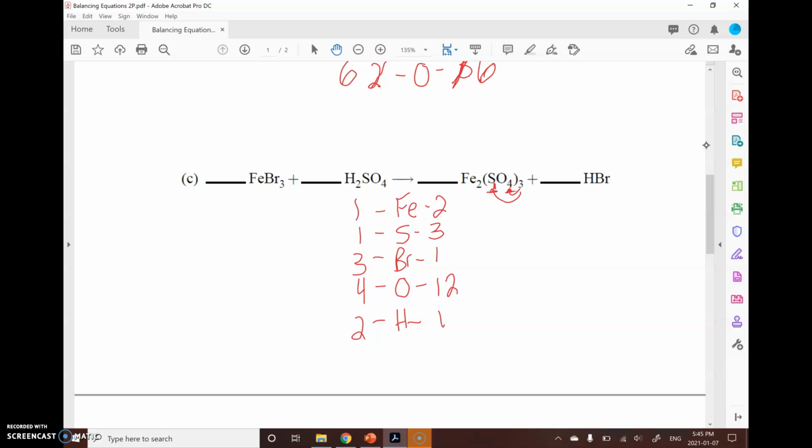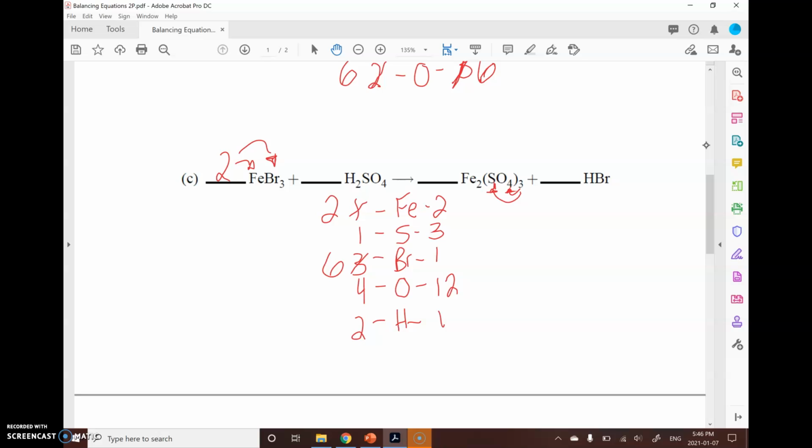Okay, so now I'm going to try and balance this. I'm going to start at the top with my irons. I have 2 here, so I need to have 2 on this side. So I'm going to put a 2, and that's going to multiply the iron, and that's going to make 2 iron, but that's also going to multiply the bromine. 2 times 3 is 6. Okay, so let's go down to the next one.